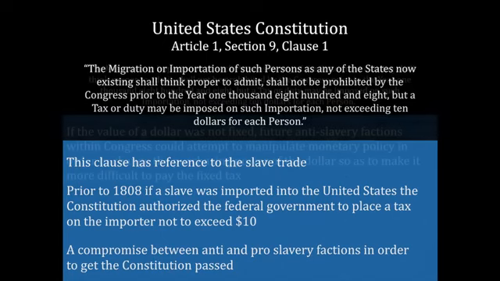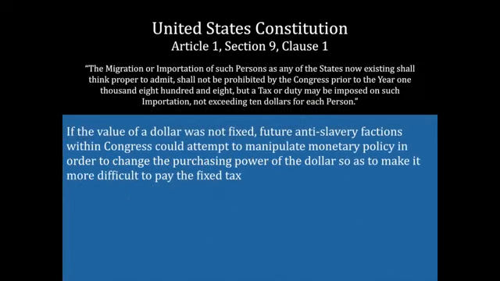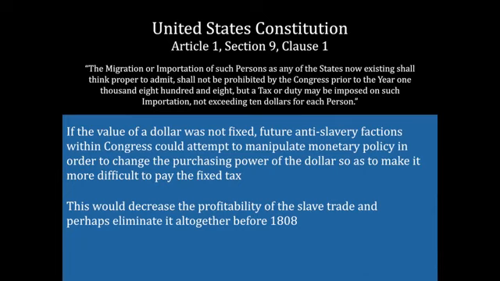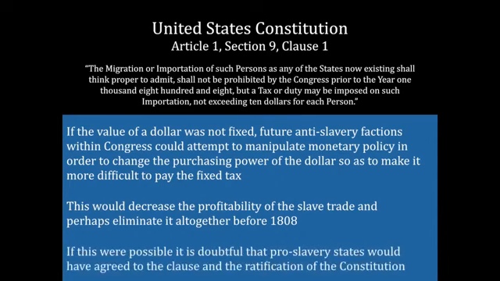This is why. If the value of a dollar was not fixed, future anti-slavery factions within Congress could attempt to manipulate monetary policy in order to change the purchasing power of the dollar so as to make it more difficult to pay the fixed tax. This would decrease the profitability of the slave trade and perhaps eliminate it altogether before 1808. If this were possible, it is doubtful that pro-slavery states would have agreed to the clause and the ratification of the Constitution. Therefore, the framers of the Constitution knew exactly what a dollar was and that its value was fixed.